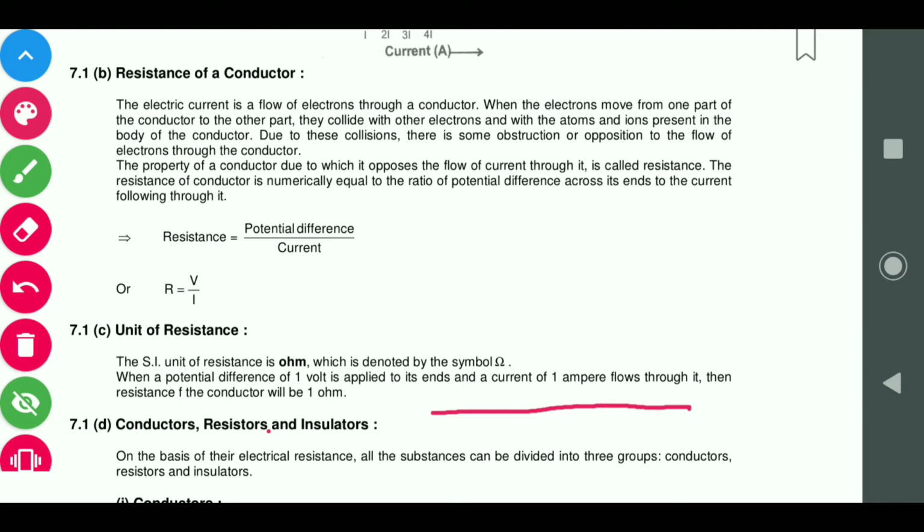is 1 ampere. Now based on the resistance, elements are characterized into three parts. One is conductor, second one is resistor, and third one is insulator. Then let's see what these are.